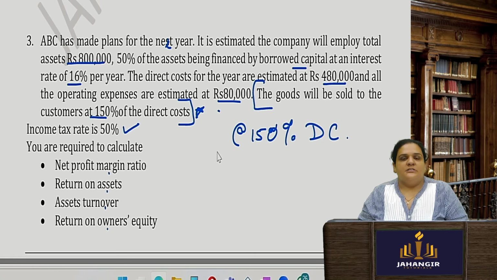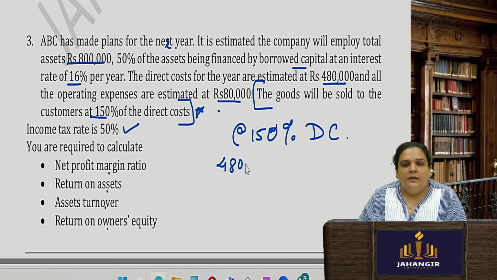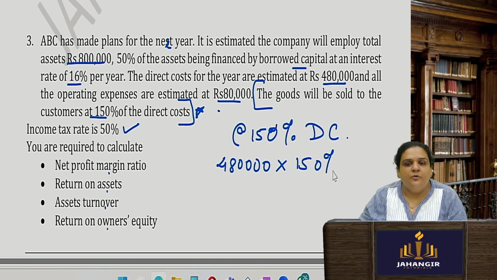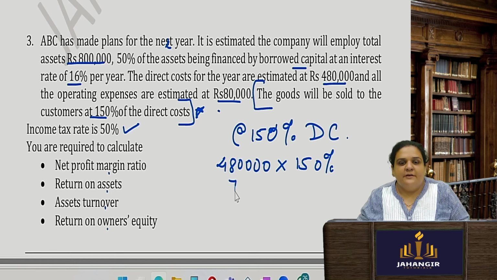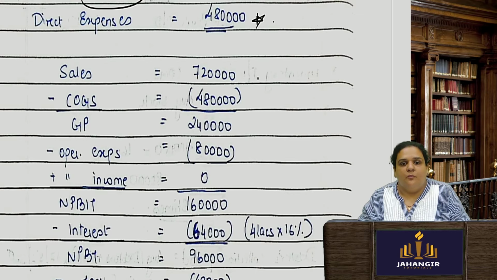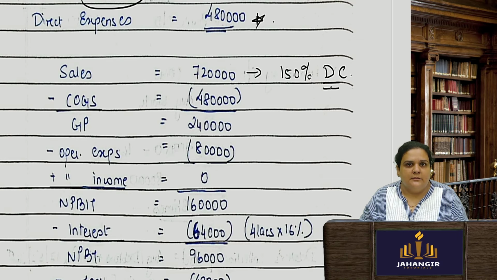Okay, direct cost is 4,80,000. If I am selling goods, that means my sales will be 4,80,000 into 150%. Right, that will come to 7,20,000. That is my sales, that is my revenue. How did I get this? This is 150% of my direct cost. The direct cost is nothing but your COGS, cost of goods sold, which is 4,80,000. It's already given to us.